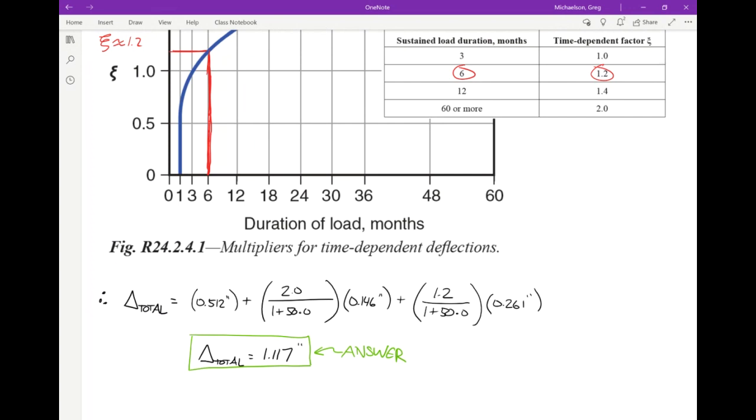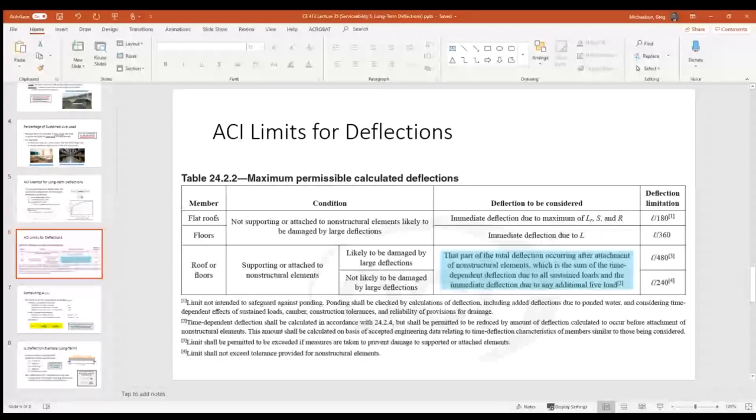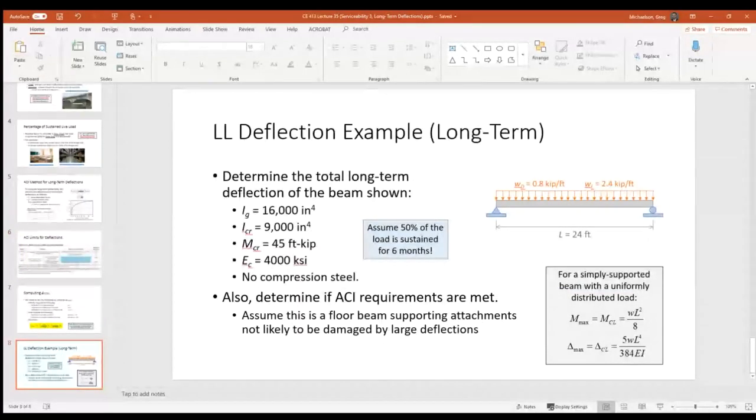Let me stop this share real quick and go back to the PowerPoint. So if you go to the problem, it said determine the total long-term deflection on the beam. So the long-term deflection ended up being 1.117 inches like we just determined. But if you look at the bottom, it says also determine if the ACI requirements are met.